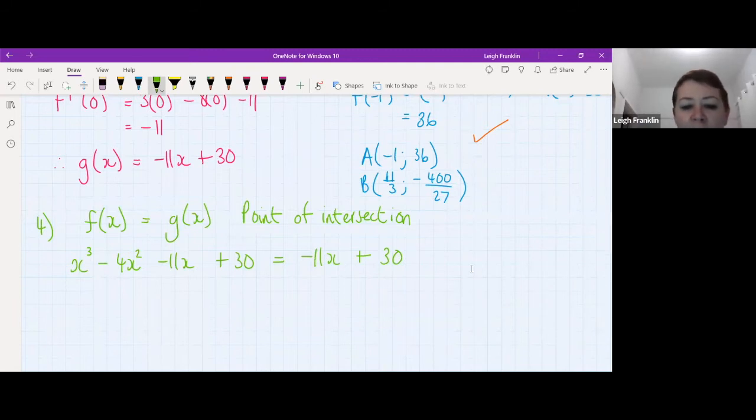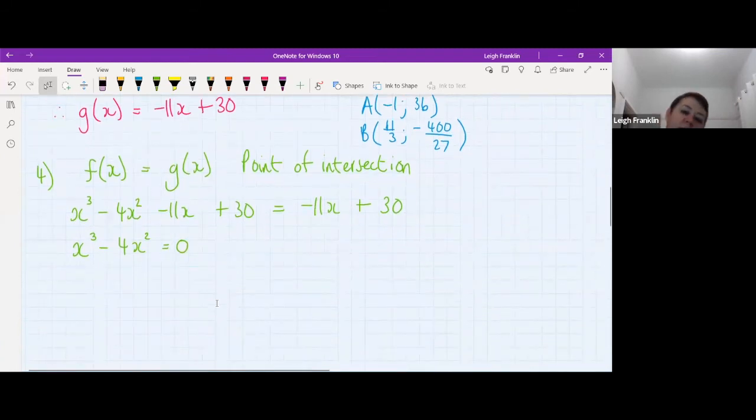Okay, so let's get this into, what do we notice straight away, right? If I take my minus 11x over to the other side, this term is going to become 0. And if I take my 30 over to the other side, that term is going to become 0. So what am I left with? X cubed minus 4x squared is equal to 0. Does that make sense to everybody? Okay, so this is actually going to be easier than we thought, because the minus 11x adds up to 0 and the 30 adds up to 0.